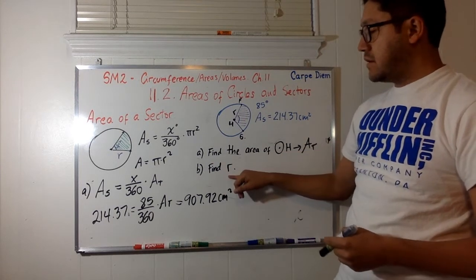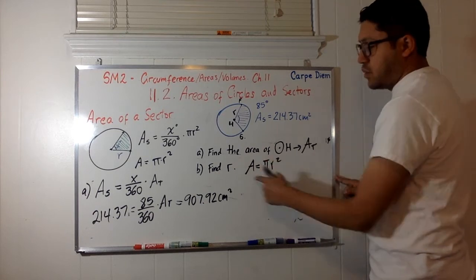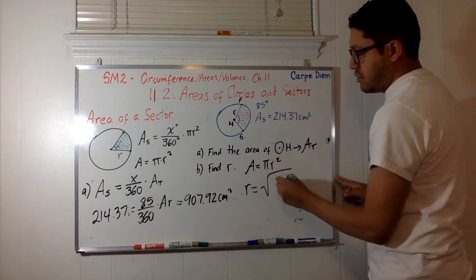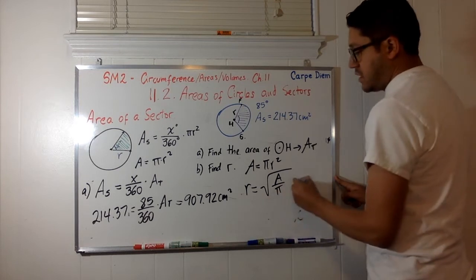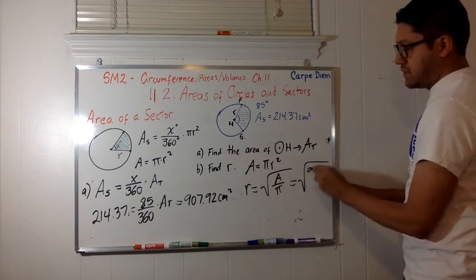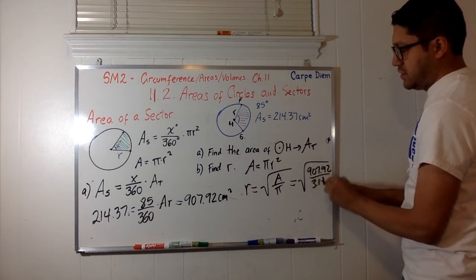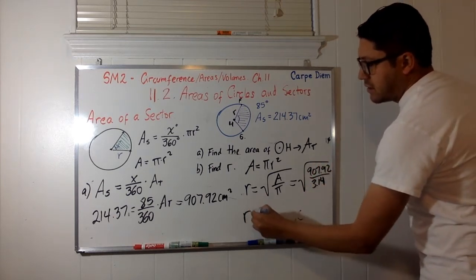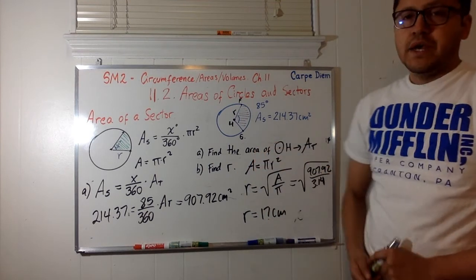Now, in order to find the radius, remember, area equals pi r squared, so we just have to solve for r. R in this case is the square root of the area you have divided by pi. In this case, we just plug these numbers in. It's the square root of 907.92 divided by 3.14. You plug in these values, solve this in your calculator, and eventually it's approximately 17 centimeters, okay? And that's it.